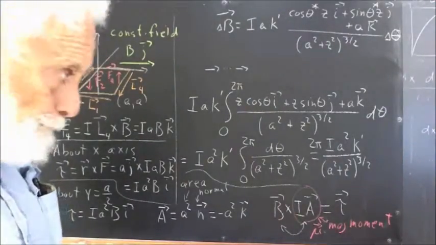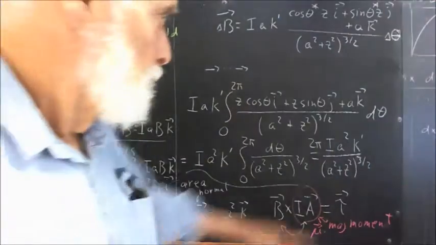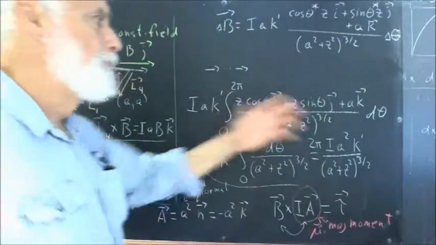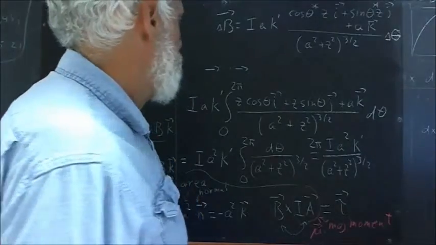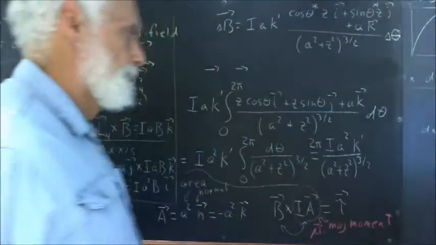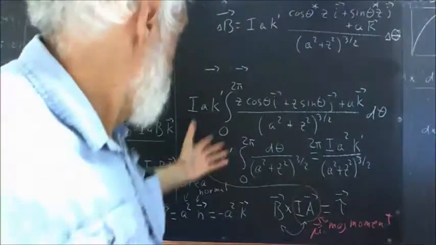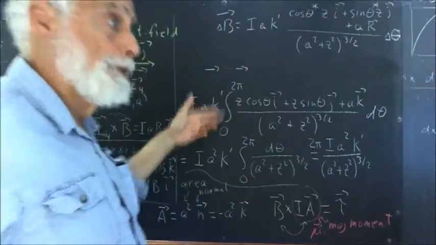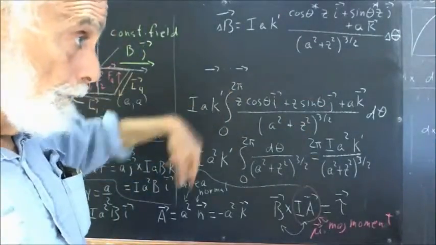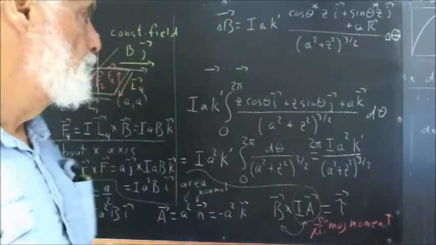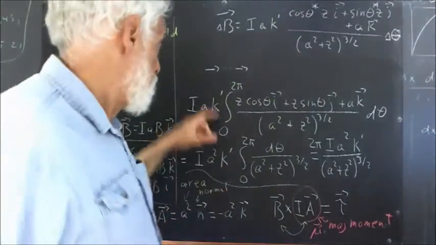First of all, the integral has a d theta here, so we're integrating with respect to theta. Our only theta dependence is in the i component and the j component. And I'll observe that we integrate from 0 to 2 pi, of course, because we're integrating around the whole loop. Theta has to change by 2 pi to give us the whole loop.